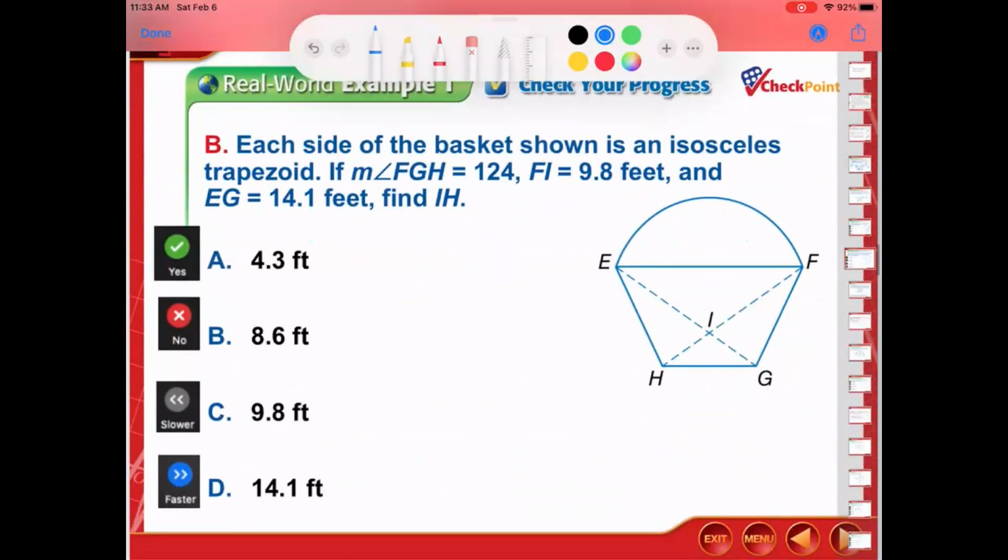As we continue on, we're looking for IH this time, and they've changed up our numbers on us. Do they give us IG? That'd be really cool. Okay, so our whole diagonal is going to be 14.1 feet, and the bigger section of our diagonal is going to be 9.8 feet, which means we need to do 14.1 minus 9.8, which will give us 4.3 feet.